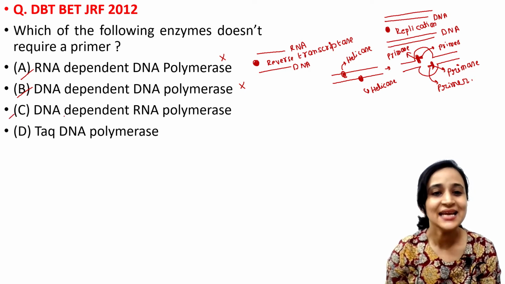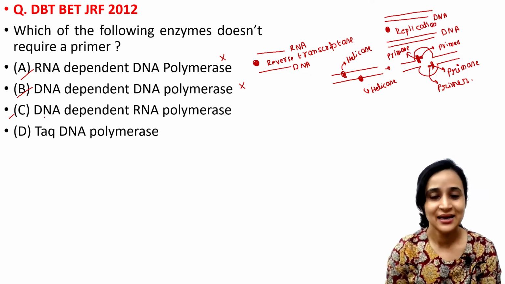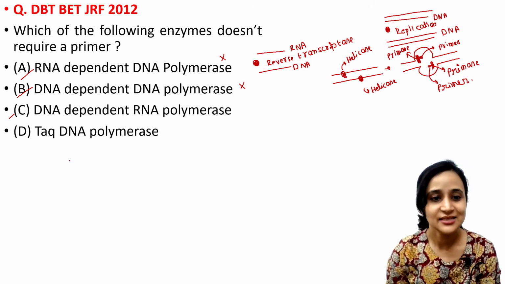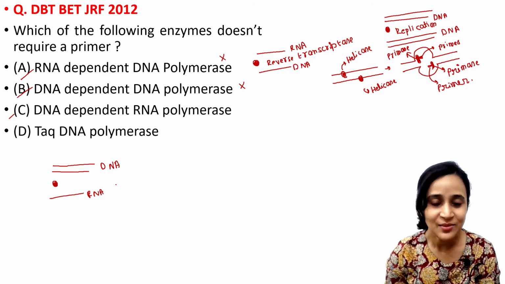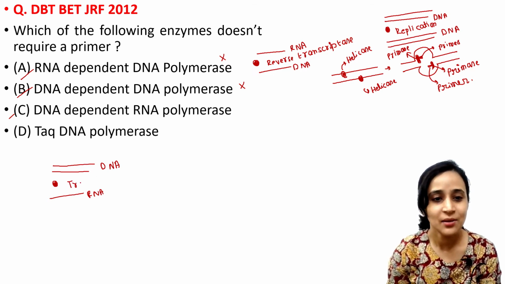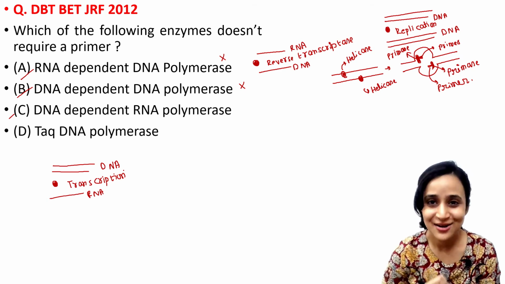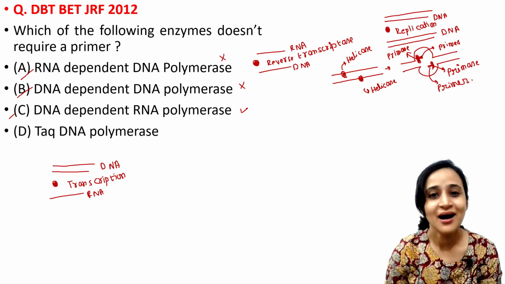C is DNA Dependent RNA Polymerase. So here DNA dependent means the enzyme is dependent on DNA, and it will produce RNA. The enzyme requires DNA and it will generate RNA. That means this process is nothing but the transcription process, and we know that transcription does not require any primer. So C will be the answer.